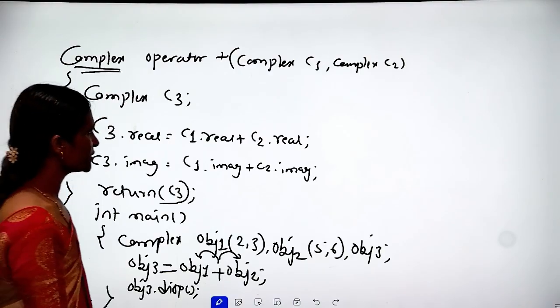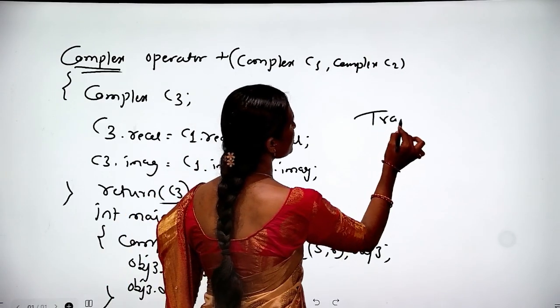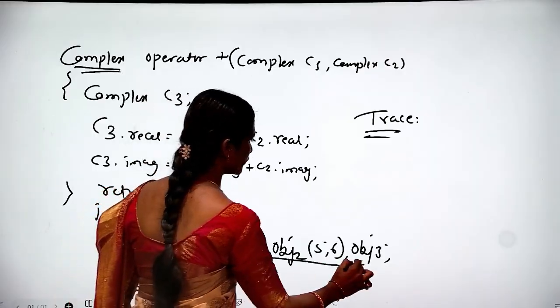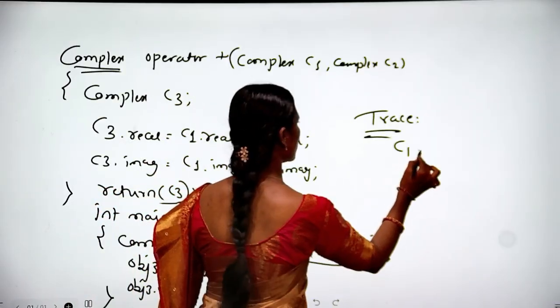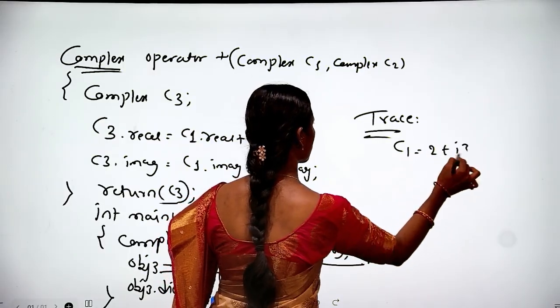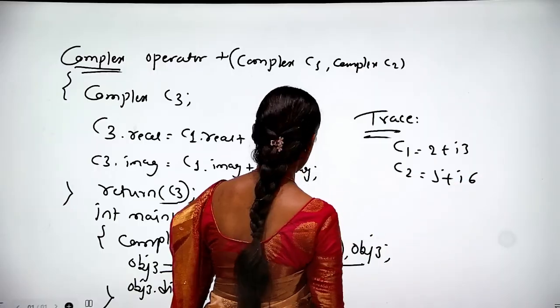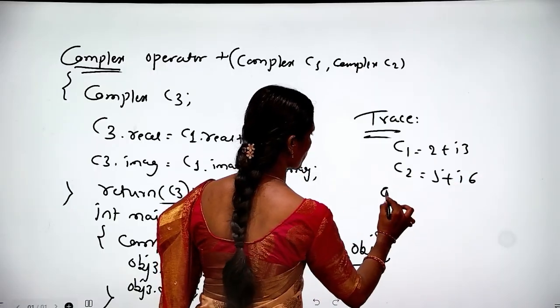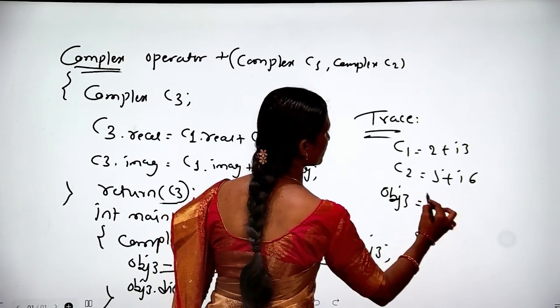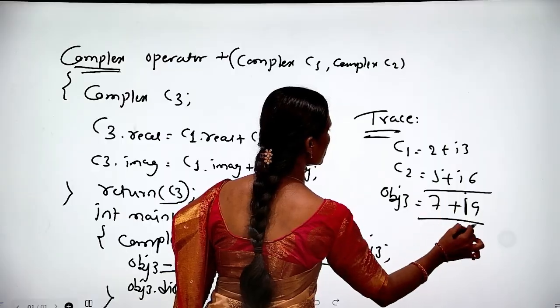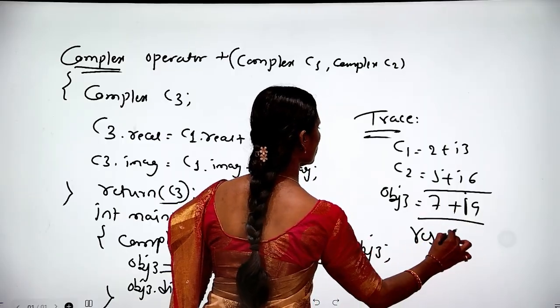If you trace this, what will happen? First the constructors will be invoked and you are going to get the C1 object as 2 plus I3, whereas the C2 object is 5 plus I6. Then you are calculating object 3, which will come as 7 plus I9. So this will be your result when you execute the program.